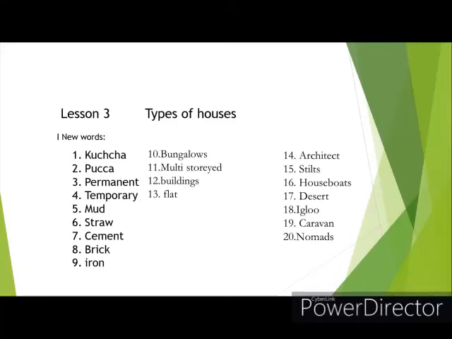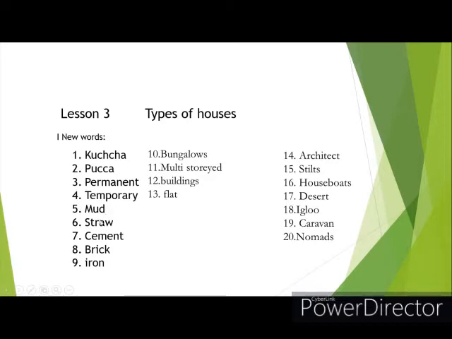So, dear children, first we can revise the new words. What is the spelling of kacha? K-U-C-H-C-H-A, kacha. Pakka, P-U-C-C-A, pakka. Third one, permanent, P-E-R-M-A-N-E-N-T, permanent. Then temporary, T-E-M-P-O-R-A-R-Y, temporary.